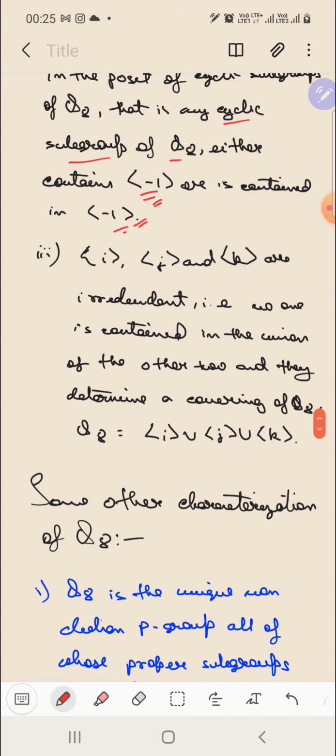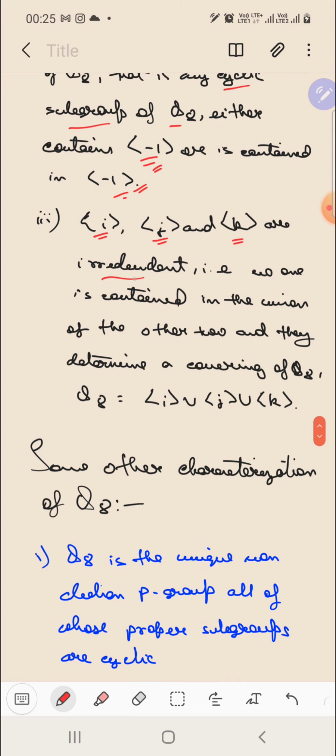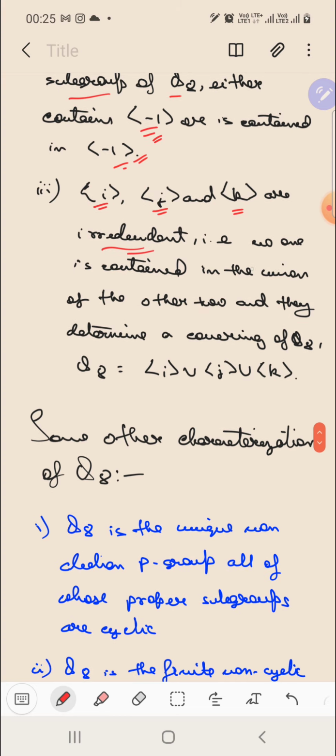Clear? We are talking about cyclic subgroups, not normal subgroups. Next we have the cyclic subgroups of I, of J, and of K. The generators I, J and K are irredundant. What is irredundant? No one is contained in the union of the other two. I is not contained in the union of the other two, J is not contained in the union of the other two. Getting my point? And they determine a covering of Q8.